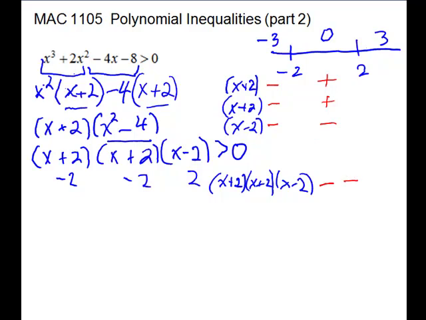Right? If we try 3, 3 plus 2 is 5. That's positive. 3 plus 2 is 5. That's positive. And 3 minus 2 is also positive. This one is going to be positive. Look back at our inequality, and we want it to be greater than 0. So we want the positive from the bottom line, which means from 2 to infinity.